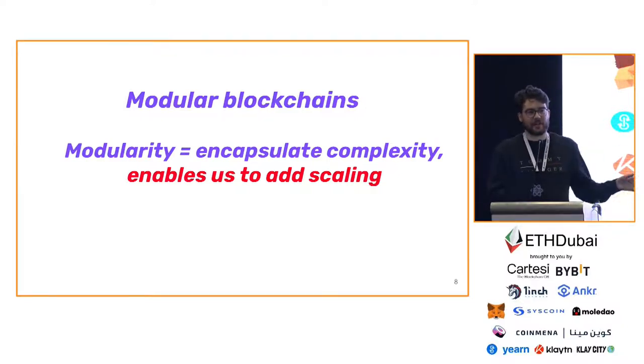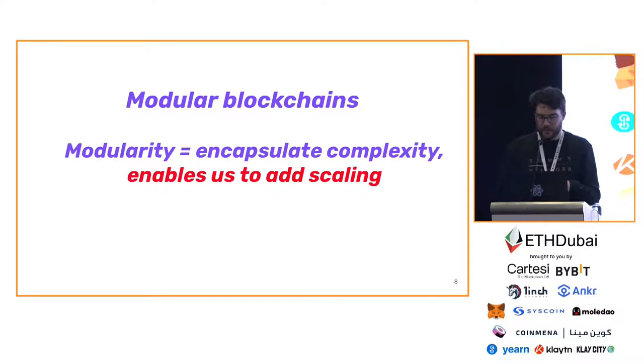All the previous 2017 alt layer ones are just a copy of Geth in one way or another, adding new consensus or adding new things. But if you don't decouple the components, it will grow in complexity and it will be more and more difficult to maintain.